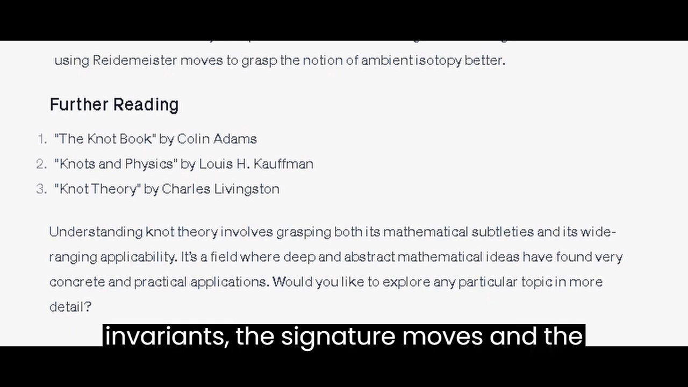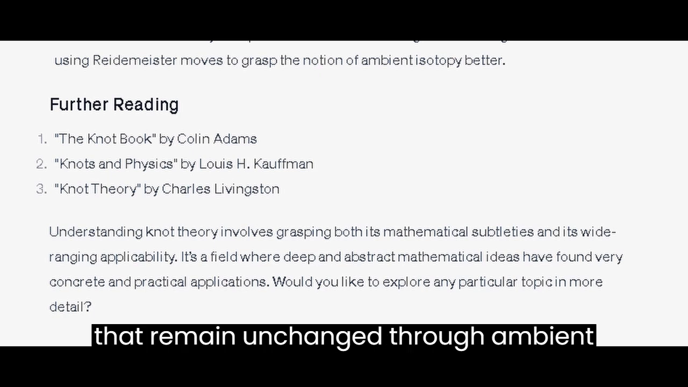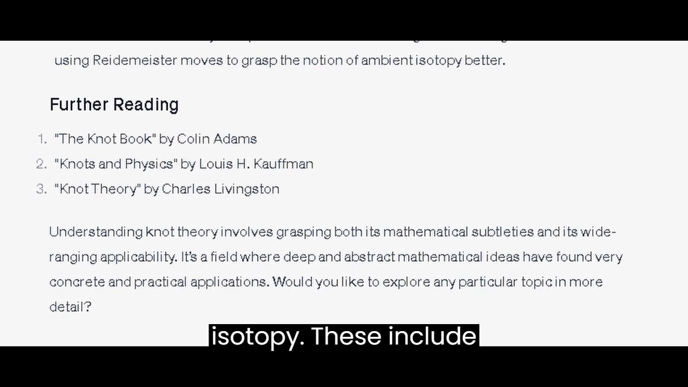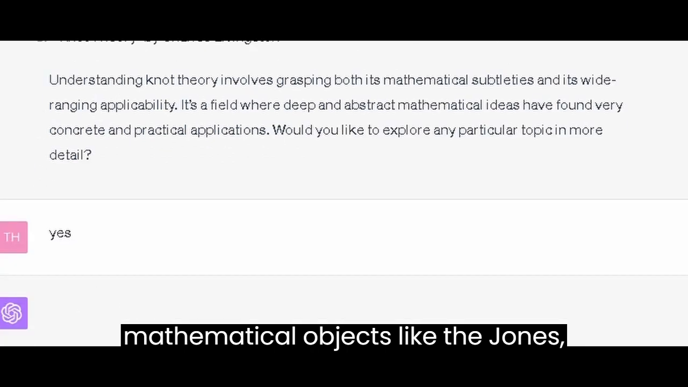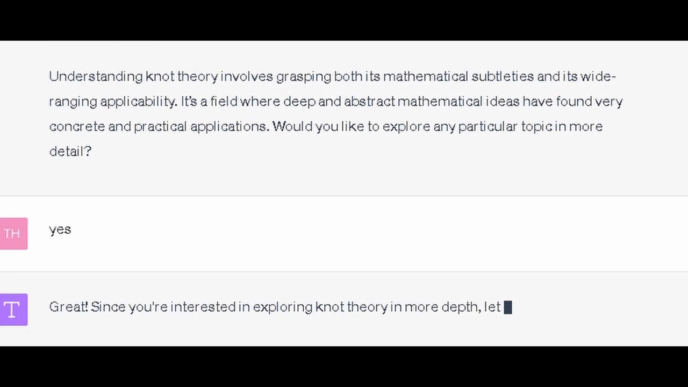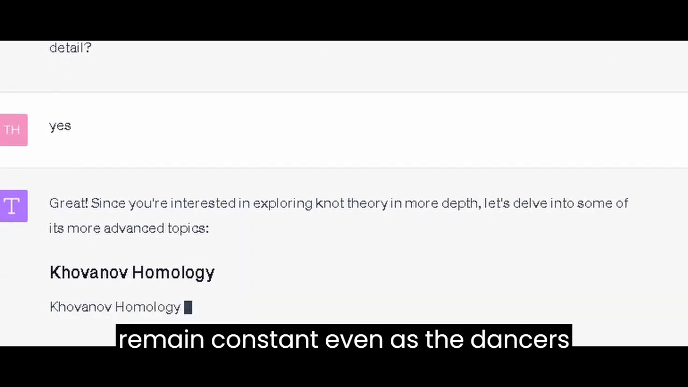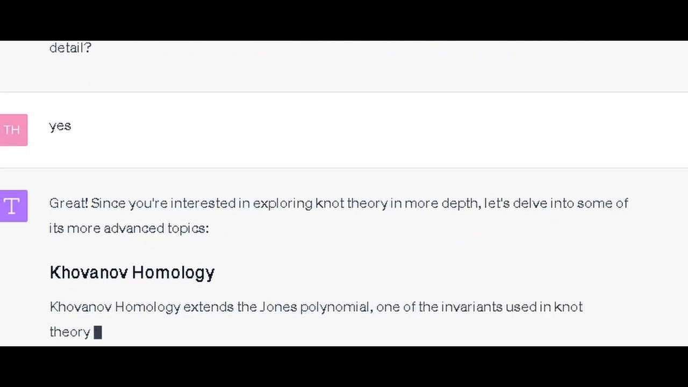4. Invariants. The signature moves in the dance of knots. Invariants are properties that remain unchanged through ambient isotopy. These include mathematical objects like the Jones, Alexander, and Conway polynomials. They're the choreography notes that remain constant even as the dancers change their steps.